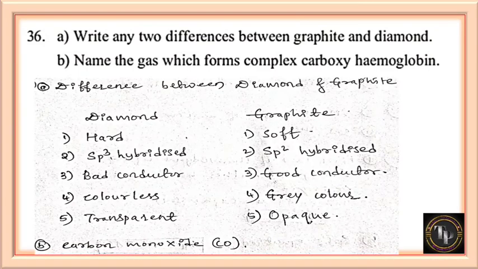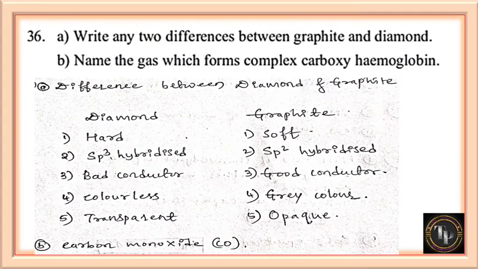Diamond is hard in nature, graphite is soft. In diamond, the carbon atom is sp3 hybridized. In graphite, the carbon atom is sp2 hybridized. Diamond is a bad conductor of electricity, graphite is a good conductor. Diamond is colorless, graphite is gray. Diamond is transparent, graphite is opaque. So these are the 5 differences between diamond and graphite.